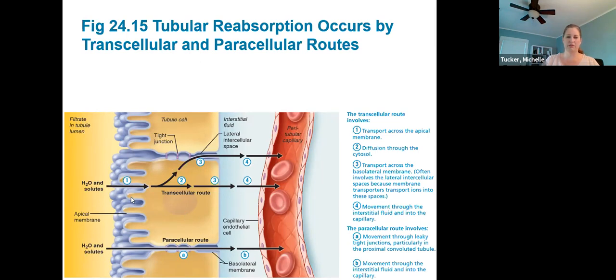The proximal convoluted tubule has lots of microvilli, so it has a huge amount of surface area. So transcellular, it's going to be transported through the tubule cell and released onto the basolateral surface. For paracellular, it goes in between the cells. Normally these are tight junctions, but in the proximal convoluted tubule, they are leaky junctions. So trans is through the cell and para is between the cells.